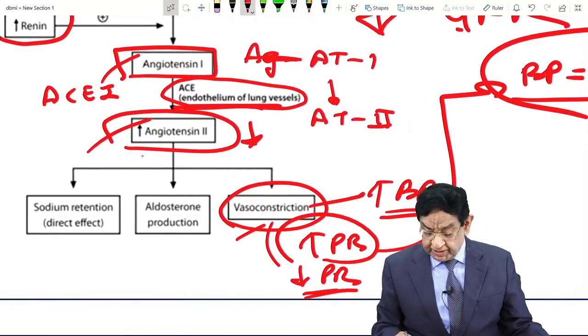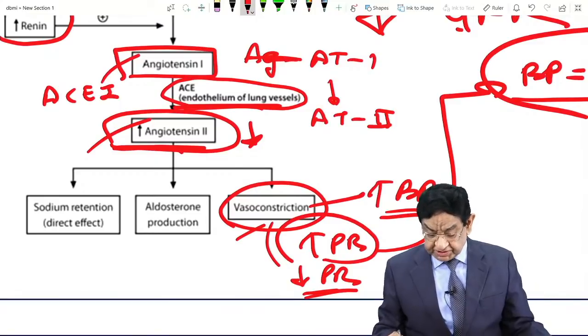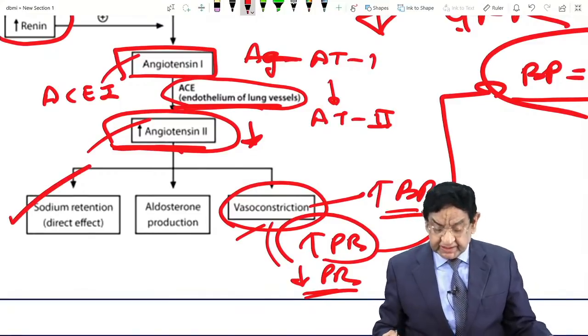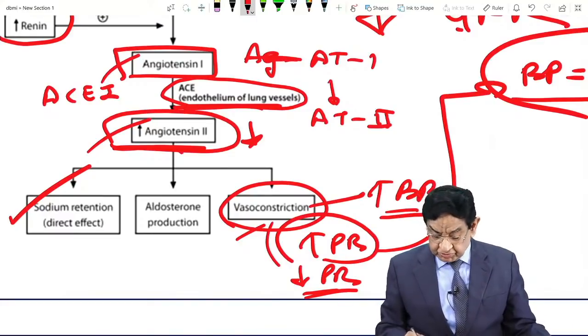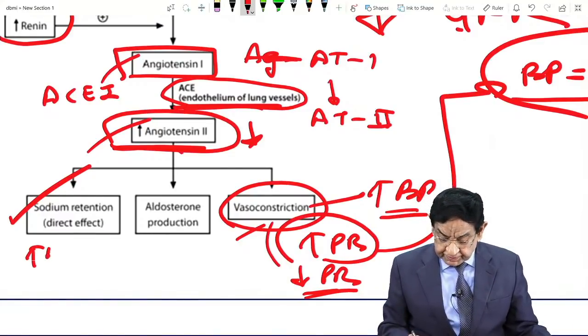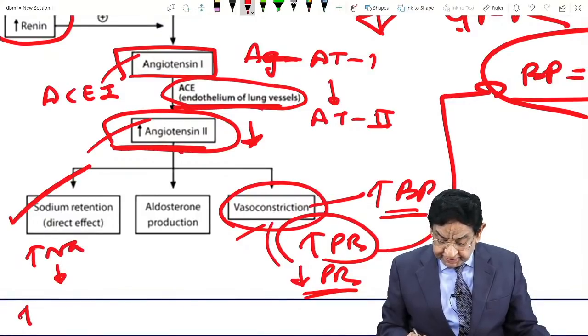So we come back to angiotensin II, which causes vasoconstriction. It also tends to retain sodium by direct action. So this is going to cause increased sodium. Increased sodium will lead to increased BP.